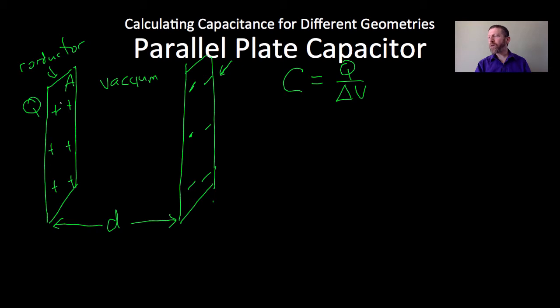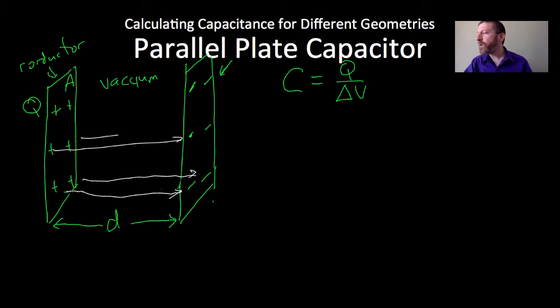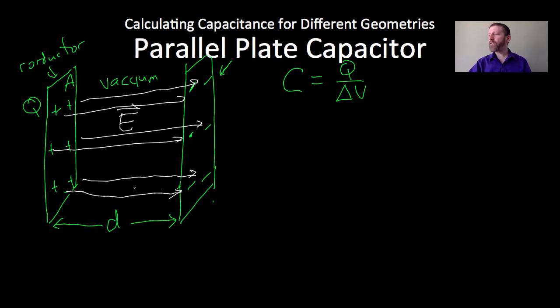We want to figure out what the ratio between Q and delta V is, and then that'll give us the capacitance of this thing. So, what is delta V? Well, let me give you a hint. There's going to be an E field in here. Let me use a different color for that. I'm trying to draw three-dimensionally here. There's an E field caused by these charges. What's the magnitude of that?